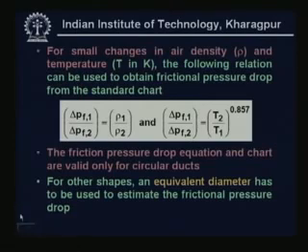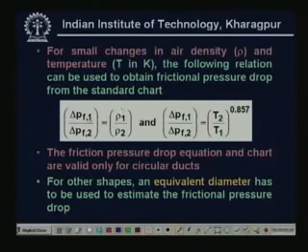So, the relationship is like this. For variation in density, delta PF1 divided by delta PF2 is simply equal to rho 1 by rho 2, that means delta PF is directly proportional to density. So, if I know delta PF1 and the density rho 1, and if I also know the density at the off-design actual condition rho 2, then I can find out what the friction loss is from the standard friction loss delta PF1.